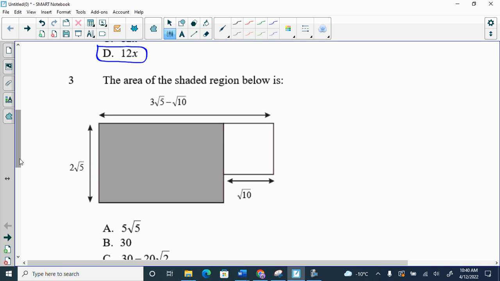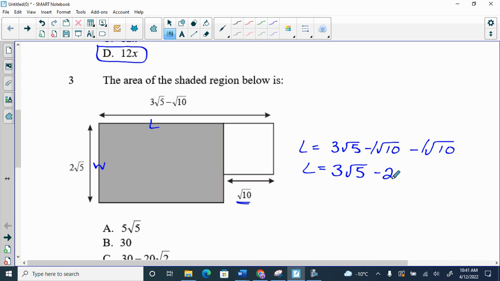This one, the area of the shaded region. So we need to be able to do width times length. Problem is we don't have the length, but we do have the whole way across and then this little piece here. So we have to subtract them, correct? So we're going to go 3 root 5 minus root 10 minus another root 10. So you subtract this off of the whole length of the side to get L. So then we're going to get 3 root 5, and then negative root 10 minus root 10 is negative 2 root 10.